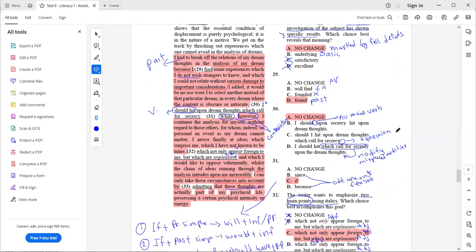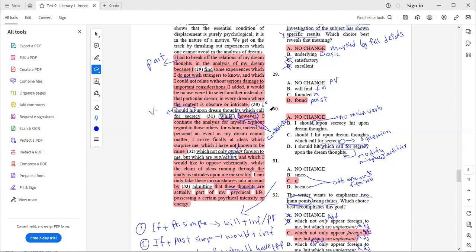Number 30, Engineer Sena. I should hit upon dream thoughts which call for. But take care, there is a part before. I added it would not be used were I to select another instead of that particular dream, in every dream where the content is obscure or intricate. Okay, hit upon, just wait. Because here we have a full sentence that has subject and verb. The problem is that we have to look at the others. Are they the same words? Yes, the same words, but placed in another order or with different punctuation, right? Yes.